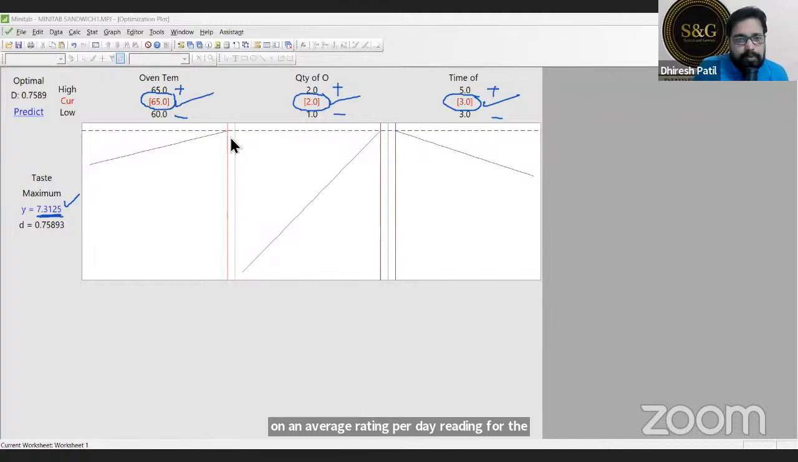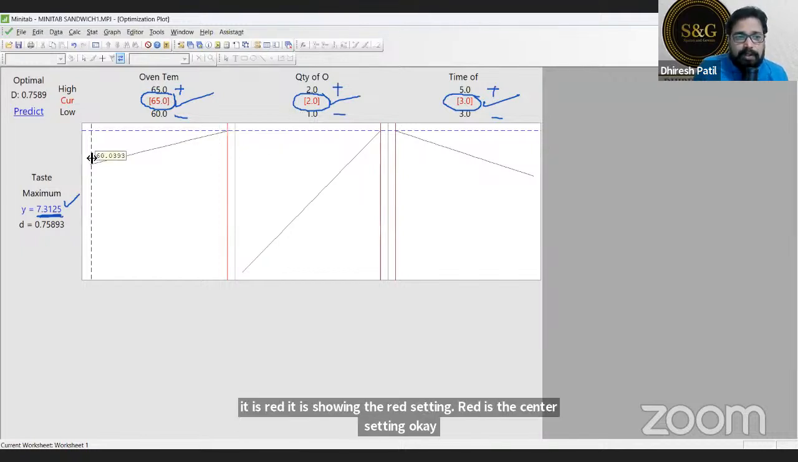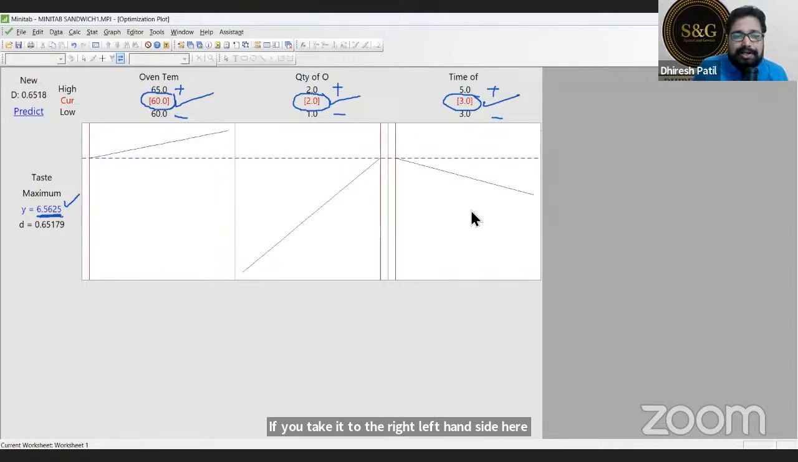The magic is here. Now change this red line. Just click on this red line. Now this is the oven temperature red line, and it is set at 65. Why is it red? It is showing the red setting. Red is the central setting. If you take it to the left side, it is coming back to the lower setting. Can you see here? It came to 60. And look at the Y, guys. Look at the test. Test has fallen from 7.3 to 6.5. Are you understanding this?